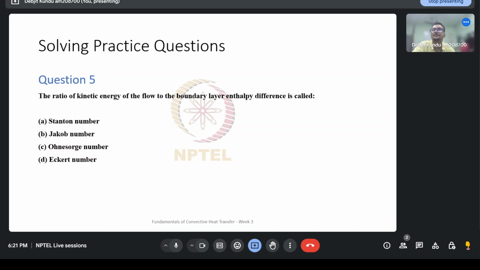We'll move on to question number 5 now, which is asking us the ratio of kinetic energy of flow to the boundary layer enthalpy difference is called what? Is it option A, Stanton number, option B, Jacob number, option C, Onazorga number, or option D, Eckert number? So these are all dimensionless groups which are frequently used in fluid mechanics and heat transfer and allied fields. So among these, which one represents this particular ratio, the ratio of kinetic energy of the flow to the boundary layer enthalpy difference?